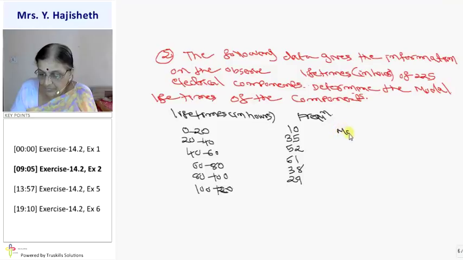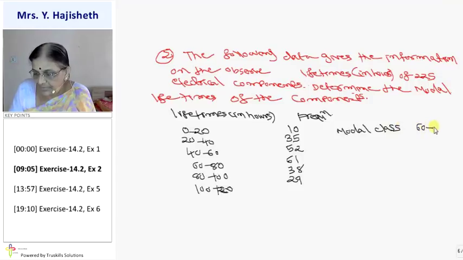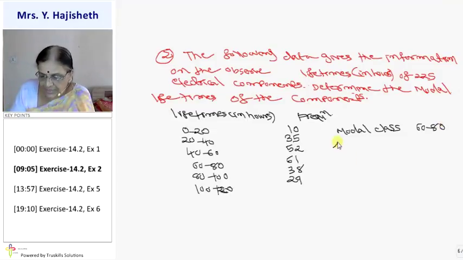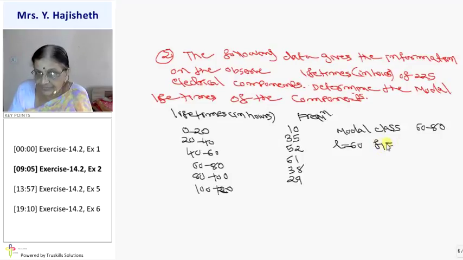Now, modal class is 60 to 80 because the class with highest frequency is 61. So 61 की सामने का class है 60 to 80. So naturally here L is my 60. What is f1? Frequency of this class is 61. Okay.